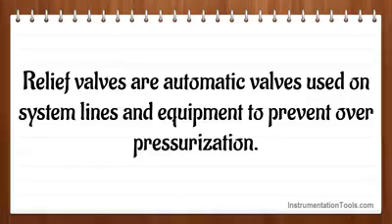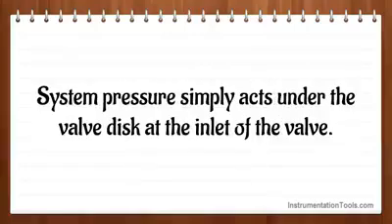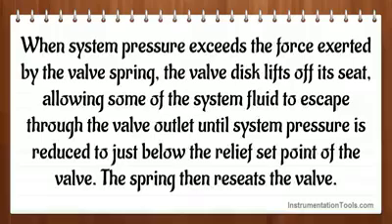Relief valves are automatic valves used on system lines and equipment to prevent overpressurization. Most relief valves simply lift, open, at a preset pressure and reset, shut, when pressure drops only slightly below the lifting pressure. System pressure simply acts under the valve disc at the inlet of the valve. When system pressure exceeds the force exerted by the valve spring, the valve disc lifts off its seat, allowing some of the system fluid to escape through the valve outlet until system pressure is reduced to just below the relief set point of the valve. The spring then reseats the valve.